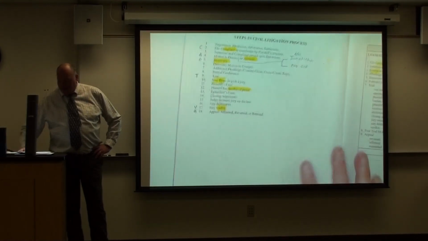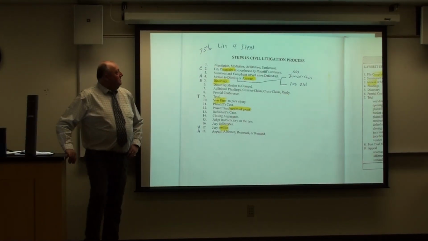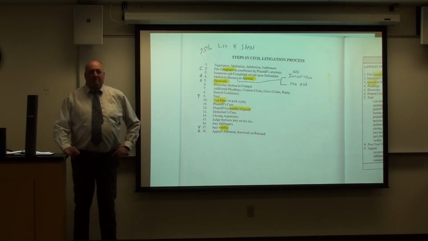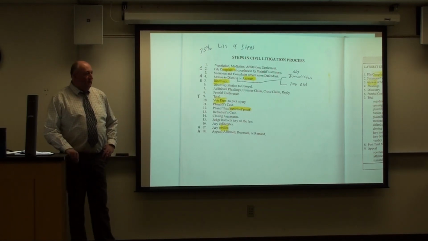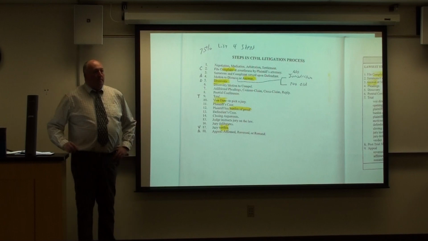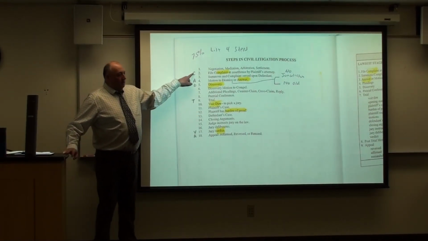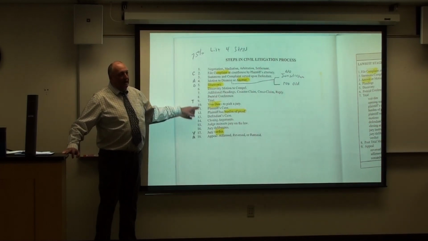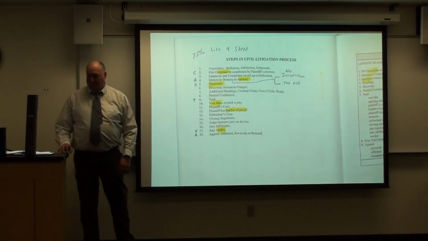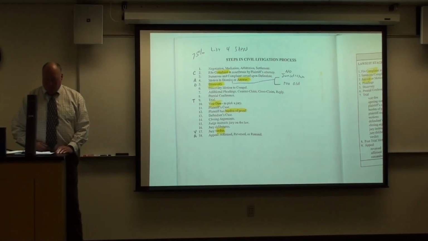Okay, page 27. List 4 steps in proper order in a civil lawsuit. CAD, TVA, exactly. Complaint, answer, discovery, trial, verdict, appeal. Those are the main steps I want you to know.